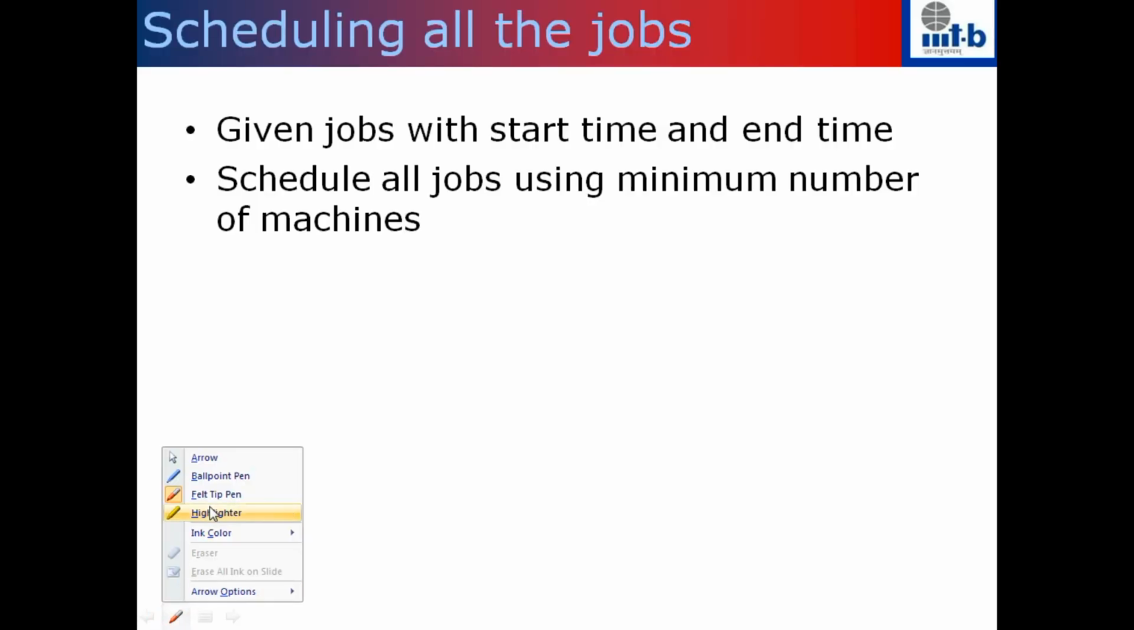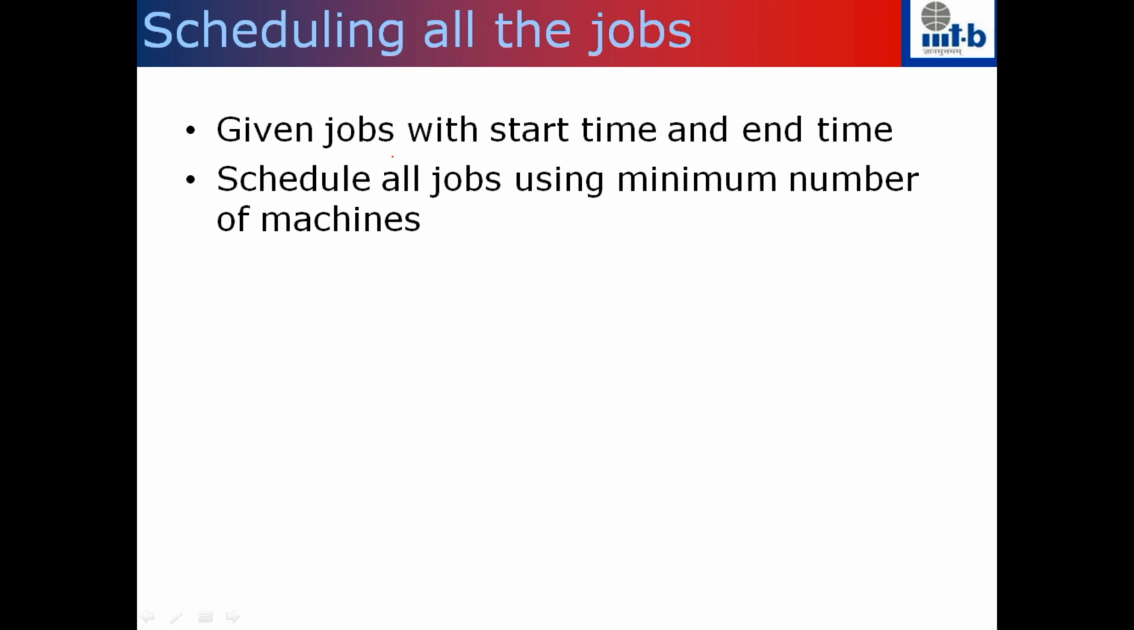So the problem that we are looking at is the same as before. We are given n jobs, each with a start time and an end time. We want to schedule all the jobs, but we want to use the minimum number of machines that are required to schedule all the jobs.